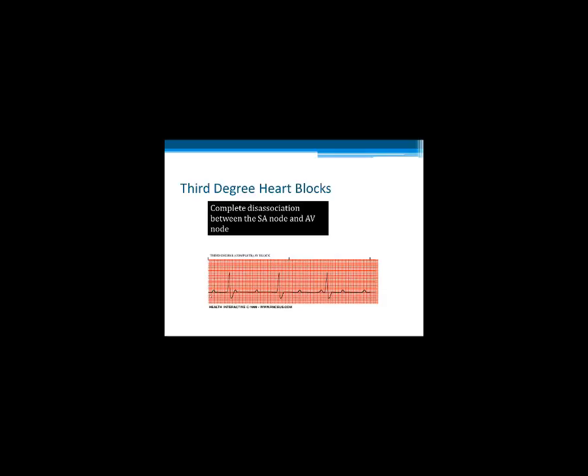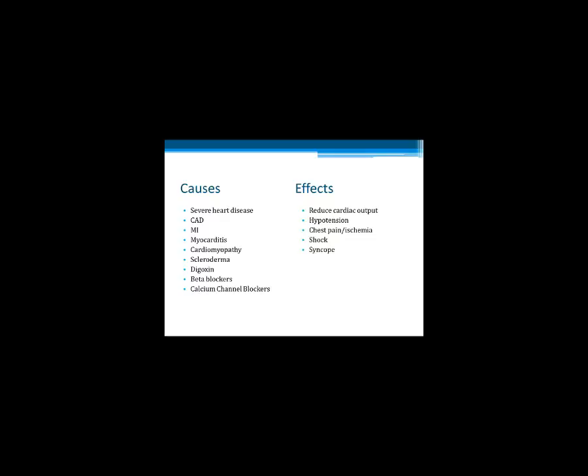I've got an atrial rate of 1, 2, 3, 4, 5, 6, wait a minute, I lost count. 4, 5, 6, 7. So I have an atrial rate of approximately 70 and a ventricular rate of approximately 30. This is a problem. This happens a lot of times when there is something big going on, severe heart disease, a major myocardial infarction, myocarditis, cardiomyopathy, a reaction to or overdose to DIG and beta blockers and calcium channel blockers.